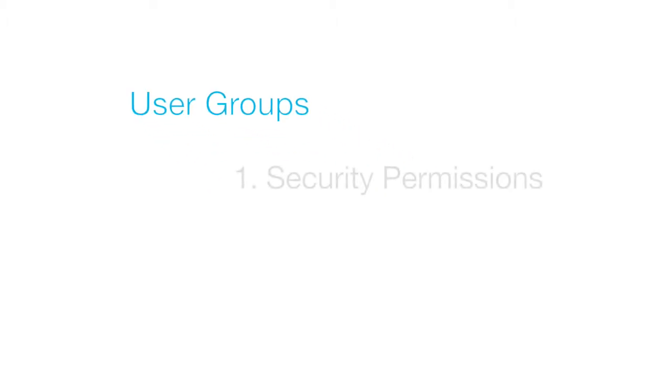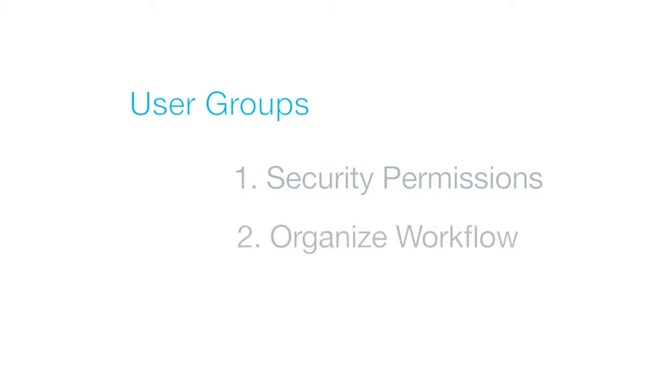This detailed video will go over everything there is to know about user groups. All users must be assigned to one or more user groups. This serves two purposes. The first is to dictate the level of access a user has in the CMMS, and the second is to organize workflow.